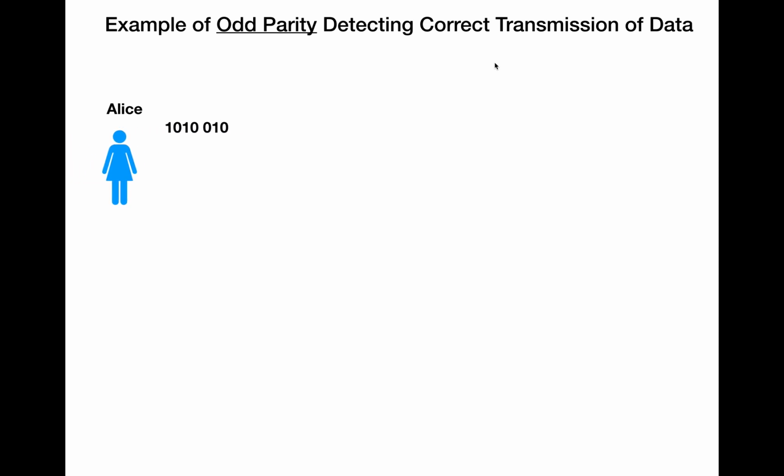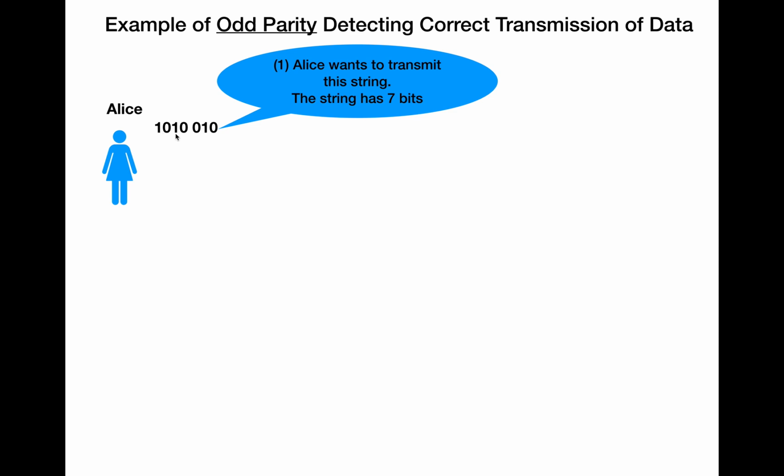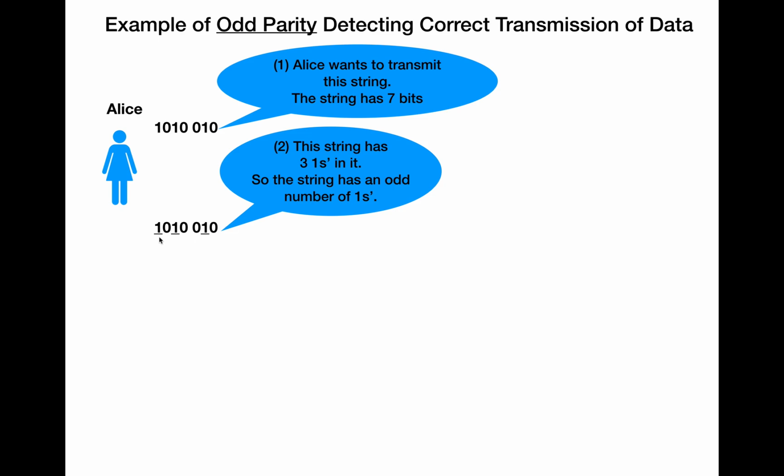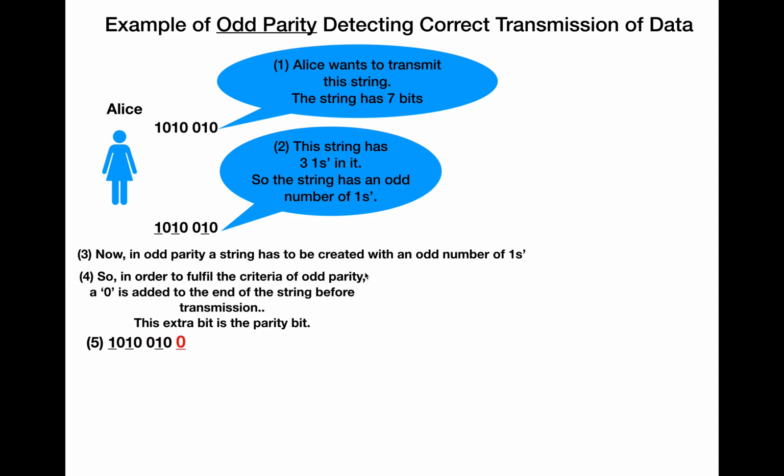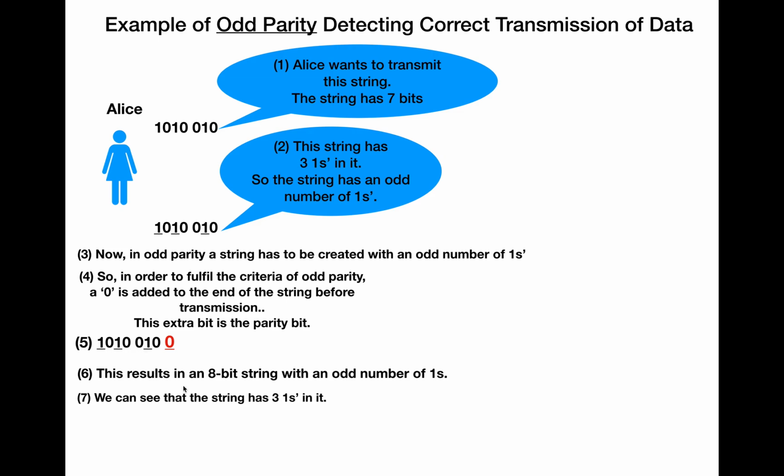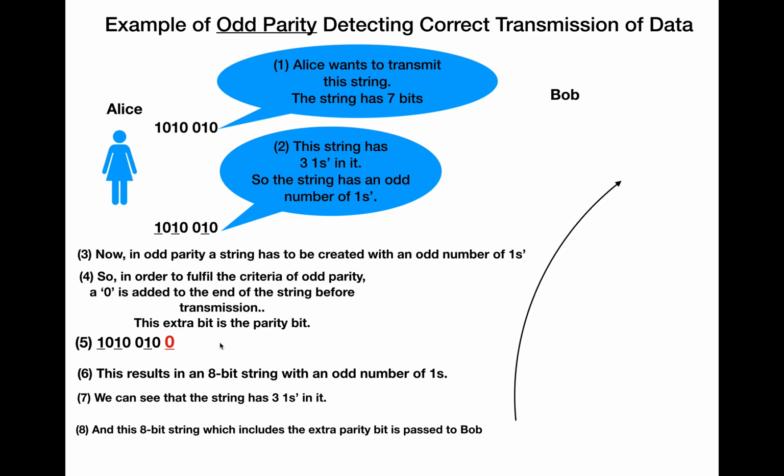Here we have Alice, and she wants to transmit the string 1010010. The string has 7 bits, and it has 3 ones in it, so it has an odd number of ones. In odd parity, a string has to be created with an odd number of ones, so to fulfill the criteria a 0 is added to the end of the string before transmission. This extra bit is the parity bit. So we have an 8-bit string with an odd number of ones, 1, 2, 3, and this 8-bit string, which includes the parity bit, is now passed to Bob.